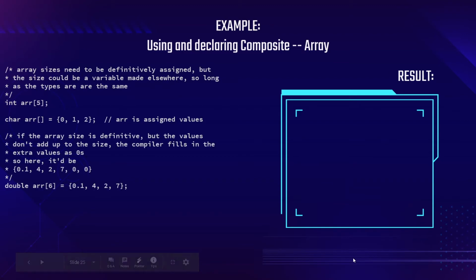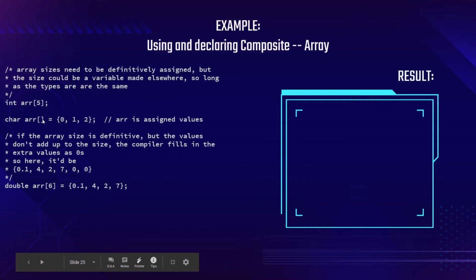And an array. I'm going to cover this in like 2 videos from now. What an array is, it needs to be definitively assigned, but that size could be a variable made elsewhere so long as the types are the same. Just a couple side notes for that. Be careful, C++ is not the most forgiving language. So it needs to be declared at some point.